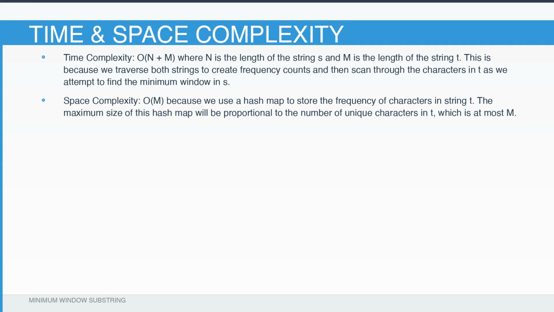Now, regarding space complexity, it's O(m). We use a hash map to store the frequency of characters in string t. This hash map's size will be determined by the number of unique characters in t, which can be at most m. Imagine your shopping list again. If you have a list of m different items, that's the maximum space you'll need to remember them. This efficient use of space is crucial for optimizing our solution. Understanding these complexities helps appreciate the algorithm's efficiency in solving the problem.